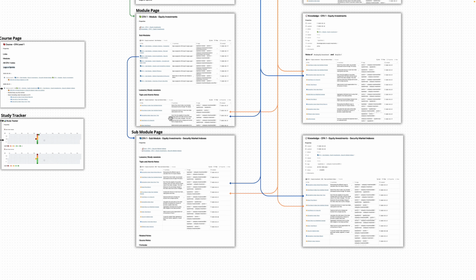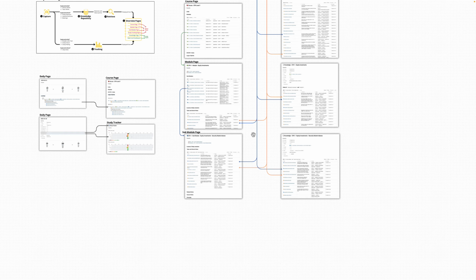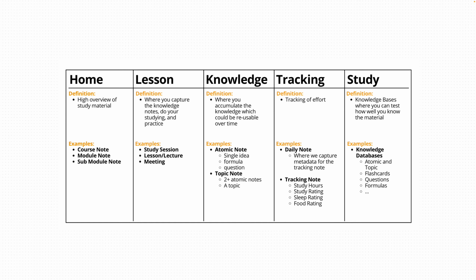But let's dive in a little bit deeper as to what type of notes we get. I've narrowed it down to 5 different types of notes. We have a home note, lesson note, knowledge note, tracking note, and study note. A home note is a place where you can see a high level overview of a topic. So in our case, it would be the course, it would be the module, it would be the submodule.